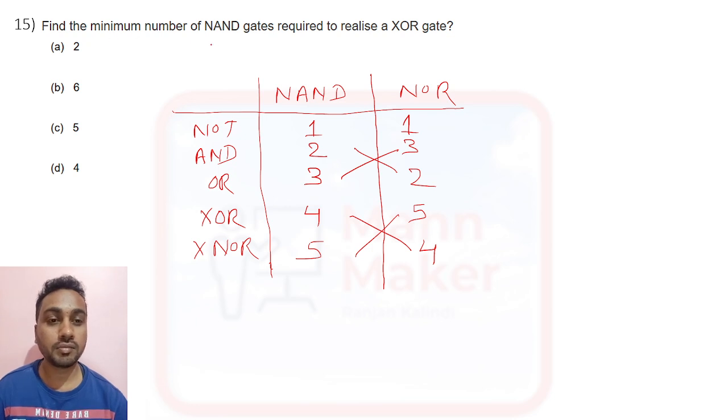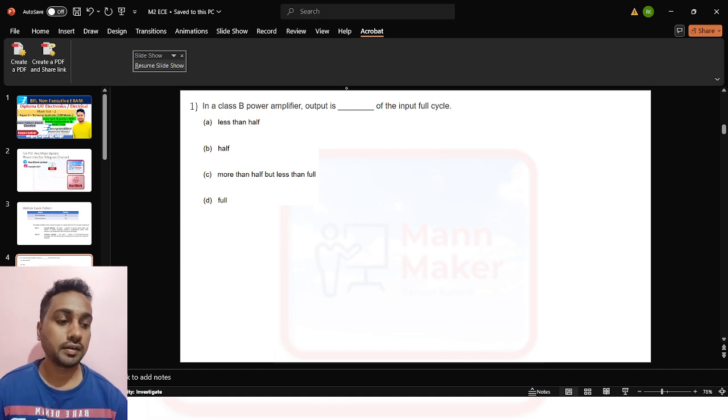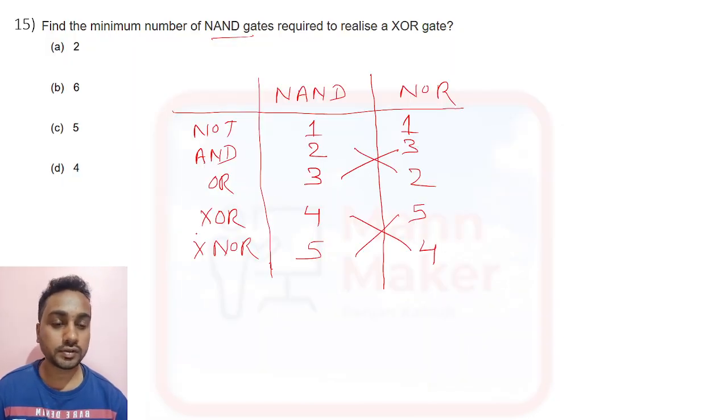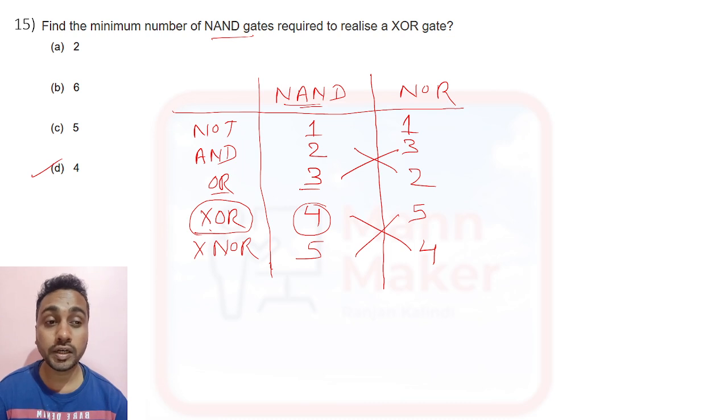Like here they ask, find the minimum number of NAND gates required to realize an XOR gate. Realize what? XOR gate. So for the XOR gate using NAND gates, how many are required? 4 required. So 4 is the answer. If they ask how many NAND gates are required to realize an OR gate, then for the OR gate, 3 gates will be required. The answer will be 3. If they ask how many NOR gates are required to make an AND gate, this is again 3. Like this you have to give the answer.